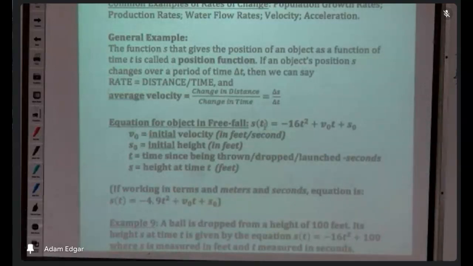Any questions with anything before we get into specific examples? Friends?